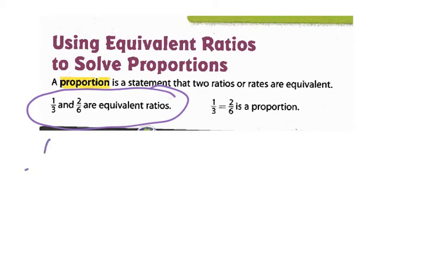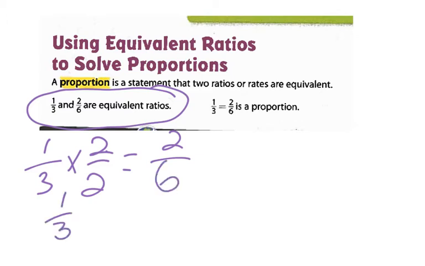And that's true, right? Because if I take 1/3, I multiply that by 2/2, 1 times 2 is 2, 3 times 2 is 6. Then I know that 1/3 is equal to 2/6. They are equivalent ratios. When I set it up like this, where I write one is equal to the other, that is called a proportion. So 2/6 is proportional to 1/3. It is basically what we've been doing, except now we're setting these up as proportions.